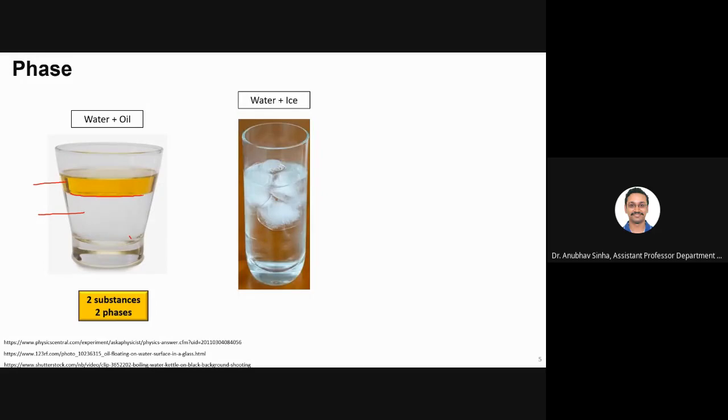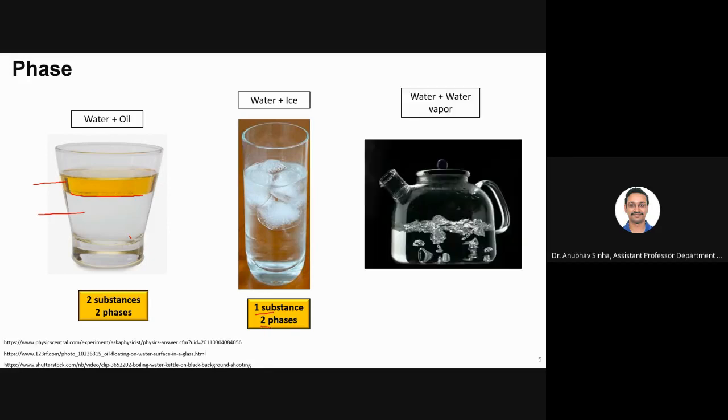Now what about this? How many phases? Water plus ice cube, liquid water plus ice cube. Two. One, sir. Two. One. Two. Two. One substance. What is the substance? It is water. But we have two phases, solid and liquid. Similarly, if we talk about water vapor, boiling water. So again, we have two phases. One substance plus two phases. One is vapor, one is liquid.